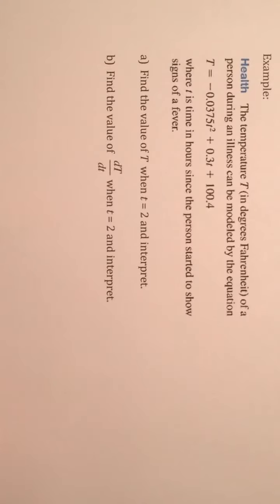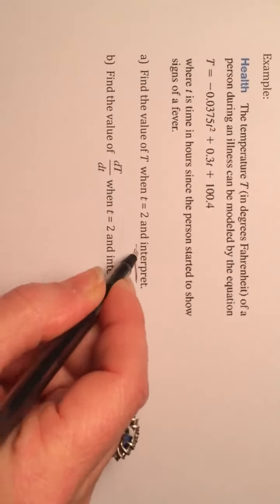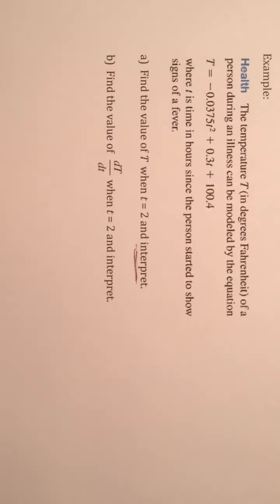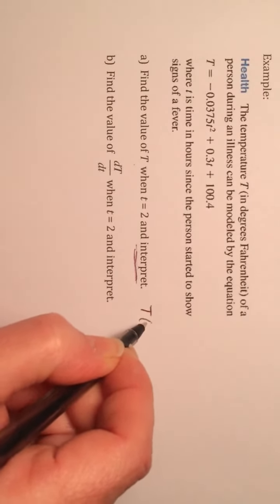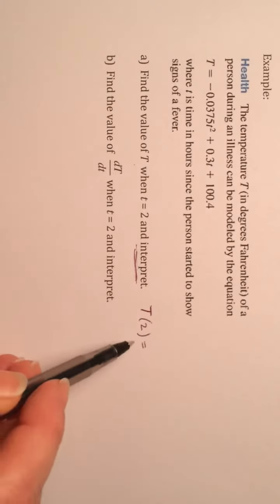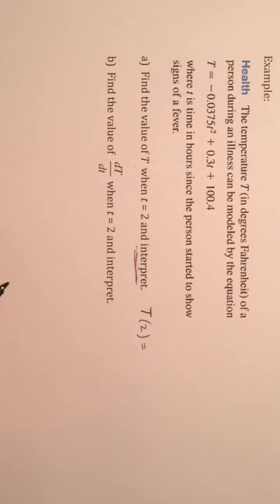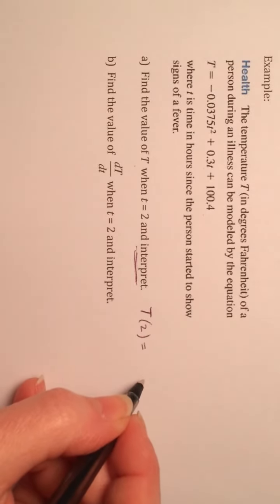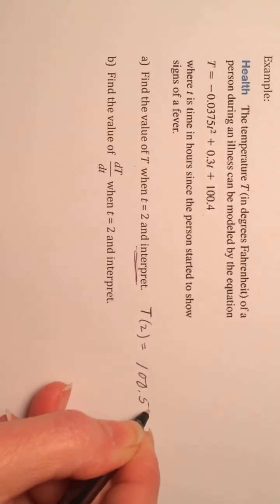Part A says find the value of capital T when little t equals 2 and interpret. And this word interpret simply means write a sentence and include the units of the numbers in the problem. All right, so T when little t is 2 simply means evaluate this function when little t is 2. So we'll put a 2 where each t is, and we will evaluate that. And when we put that into the function, you should get this following number, 100.55.